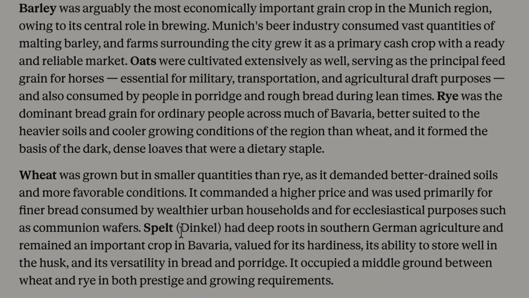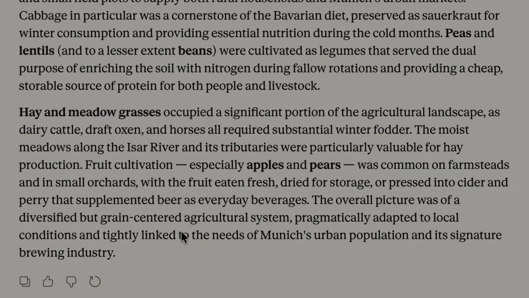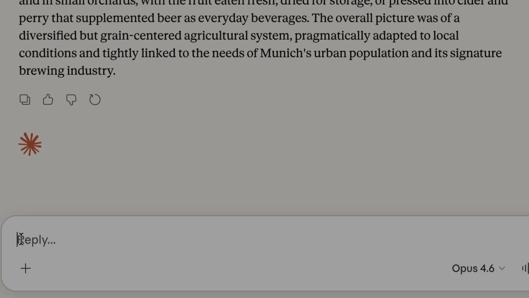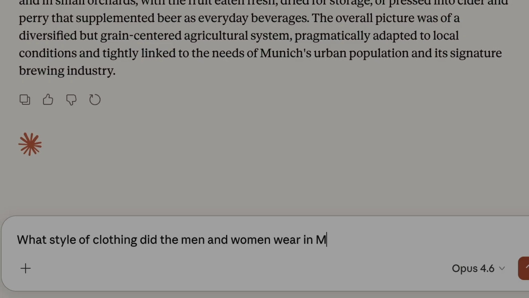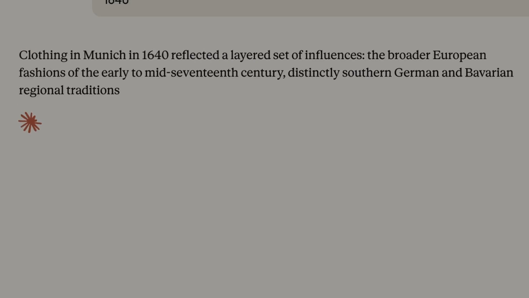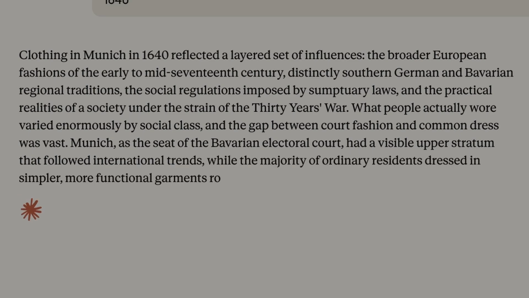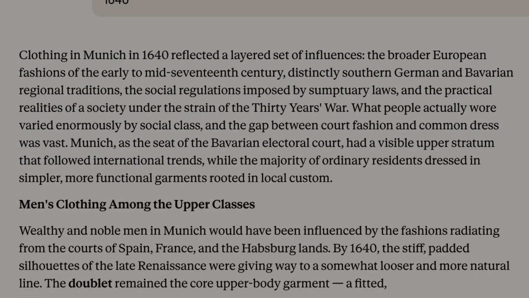So you had meat and such like that. Now, what style of clothing did the men and women wear in Munich, Germany in 1640? That's always good to know, because if you're writing a story about somebody, you might want to be able to include what they were wearing at the time.